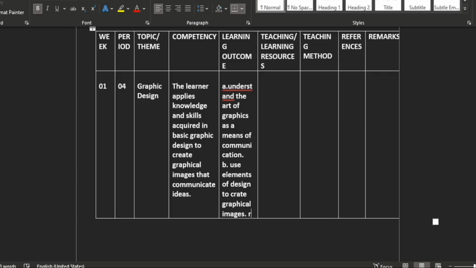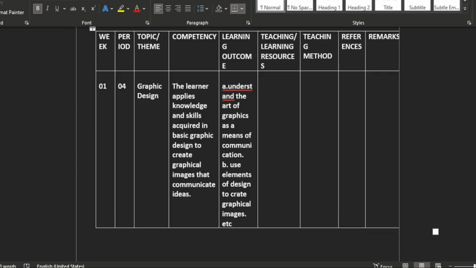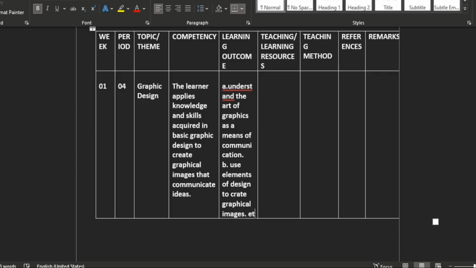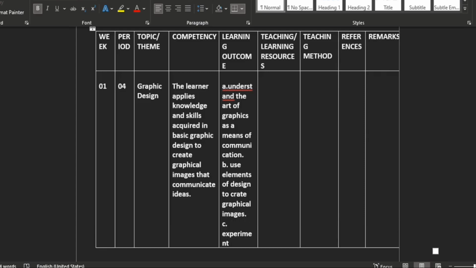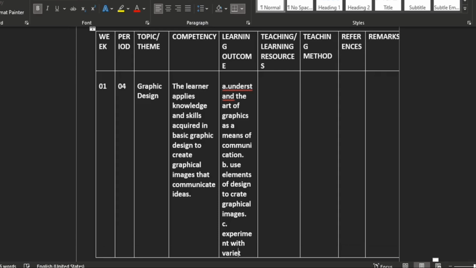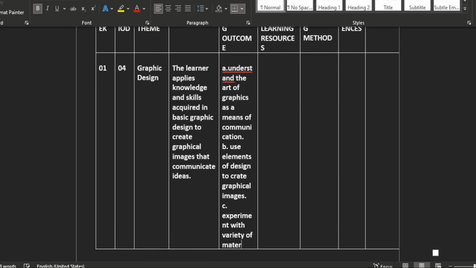So the B is the learner should be able to use elements of design to create graphical images. I was thinking maybe I stop here, but we have 4 of those learning outcomes. So let's write C, which is experiment with a variety of materials and tools to create graphical work.